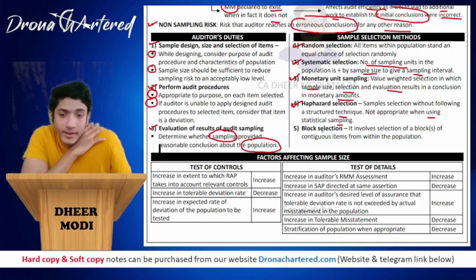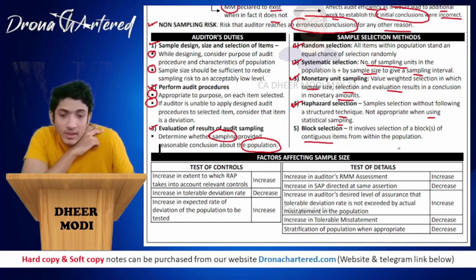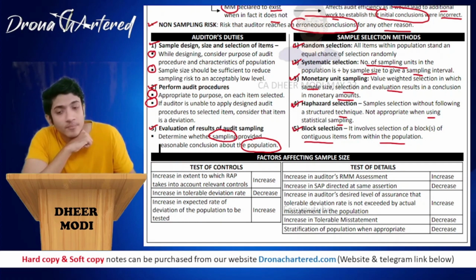And next is your block selection, that is, it involves selection of blocks of continuous items from within the population. So these are your five types of audit sampling.